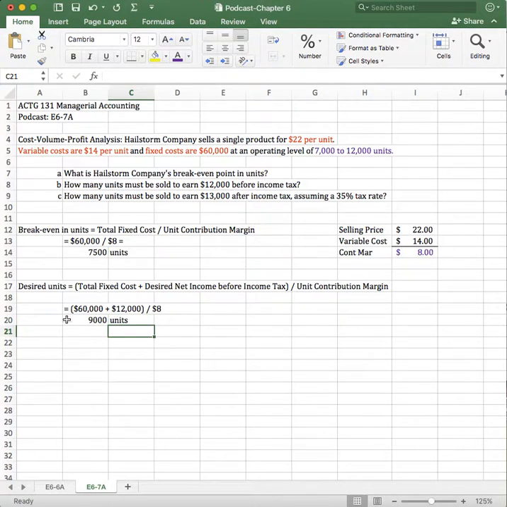Again, total fixed cost, which is 60,000, add the desired net income, which is 12,000. We got that from right here. And divide by the unit contribution margin, which we calculated over here, and that's $8. So again, 60,000 plus 12,000 divided by 8. That answers B. How many units must be sold to earn 12,000 before income tax?